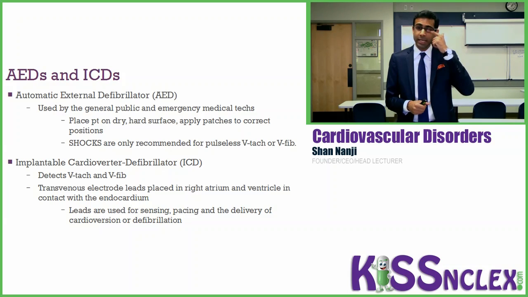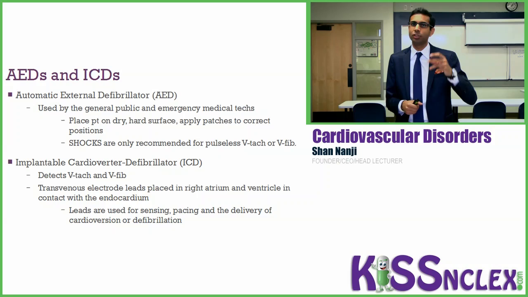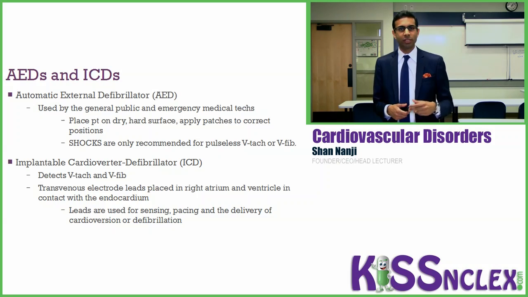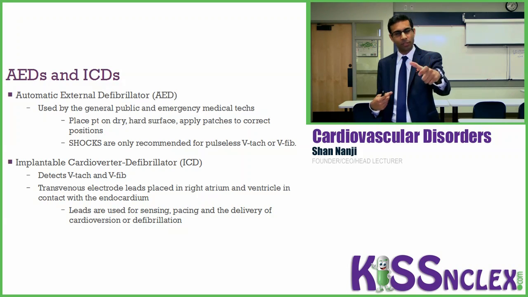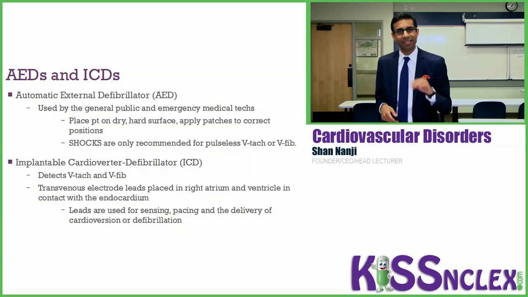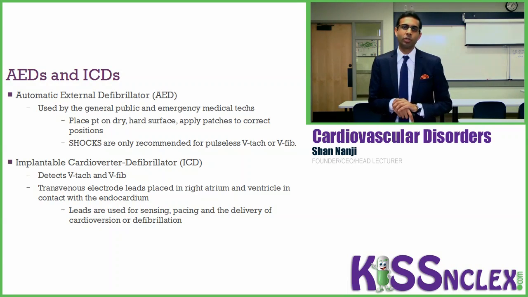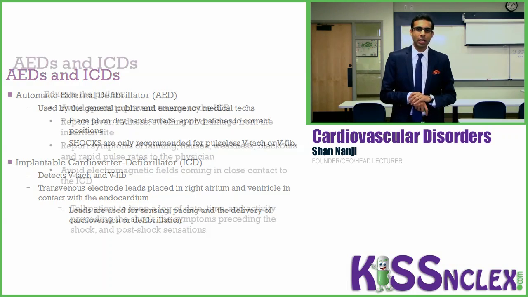Implantable cardioverter defibrillator. This is an ICD. This will actually detect your VTAC and your VFib. The transvenous electrode is placed by the right atrium. It's in the right atrium and ventricle. It's actually in contact with the endocardium in those regions. And these leads will then sense and pace the delivery of the cardioversion or defibrillation.